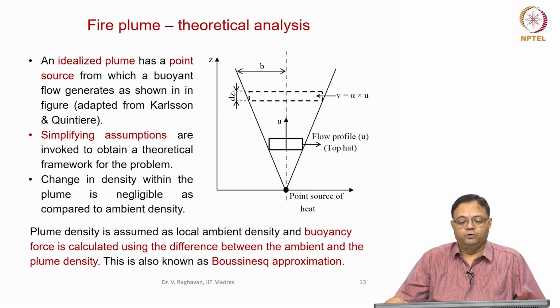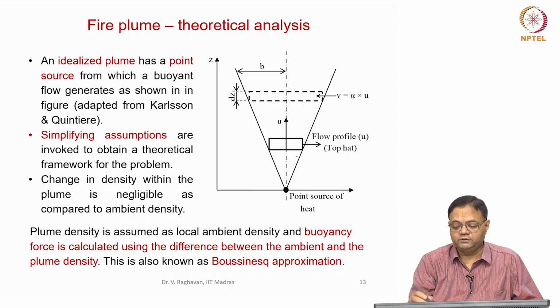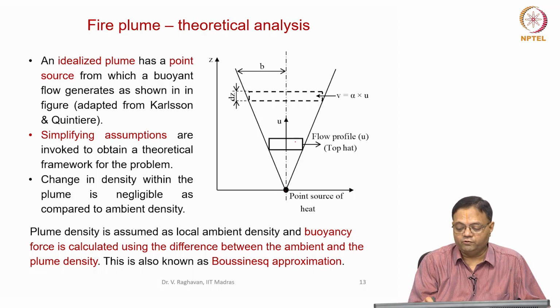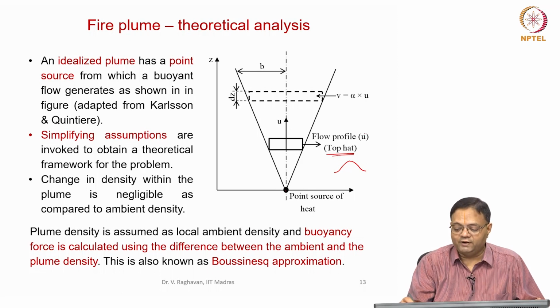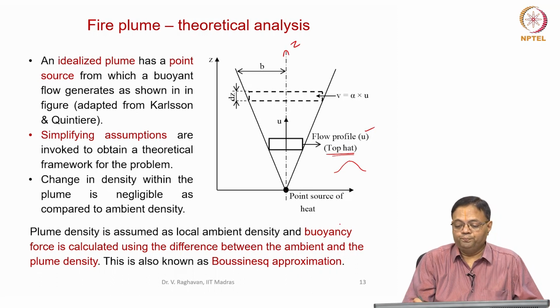So we were doing the theoretical analysis of the fire plume, where we made a lot of simplifying assumptions. The first is that we consider a point source from which the hot plume is rising up, and the second assumption was that the profiles of velocity and temperature are top hat profiles. Instead of a Gaussian profile, it was taken as a top hat profile with some average u and T values at every z, so it's a function of z. This is the z direction basically. So this is taken as a uniform profile.